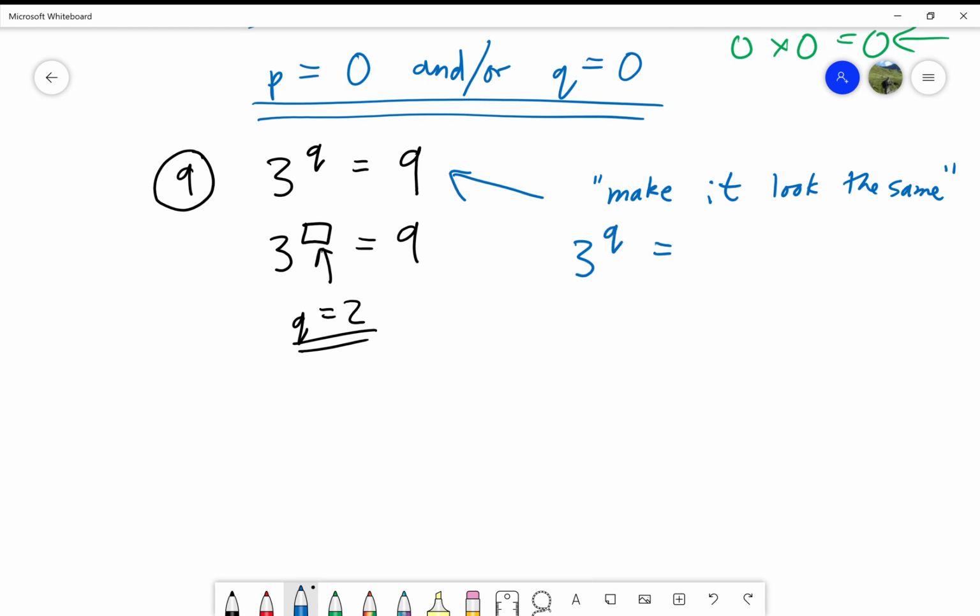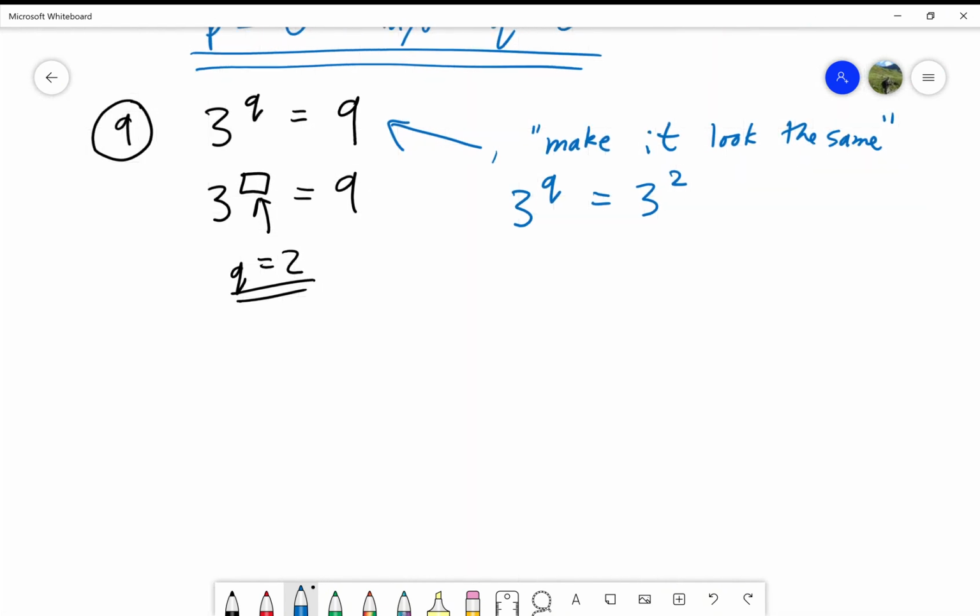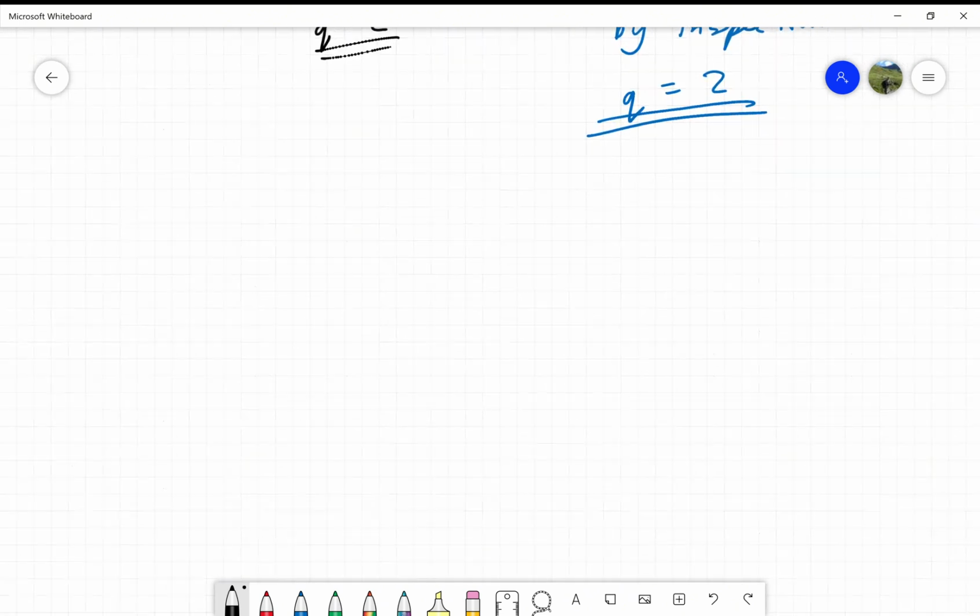3 to the Q equals, how do we write 9 as 3 to something? Well, that'd be 3 squared. So now we can say by inspection, that's our technical maths language, Q must be equal to 2. Arguably I've just done exactly the same thing and just written it differently. But we're looking at ways of thinking, approaches, ways that the solutions come into our minds.